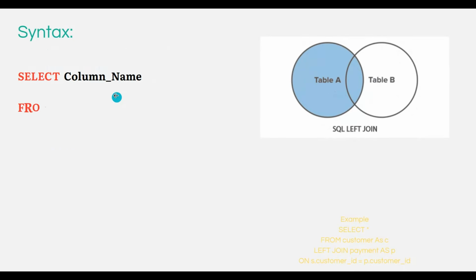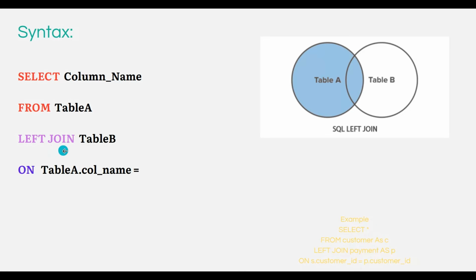So basically you need to first select the columns from a particular table A, then apply the left join query with table B over the condition such that table A dot column name must equal table B dot column name. So this is the basic condition, and this is the basic example I have taken.